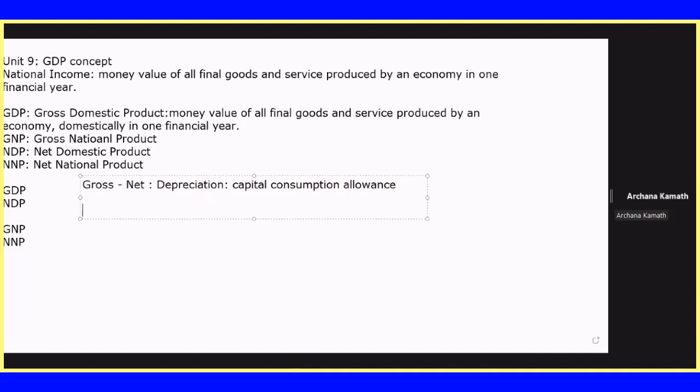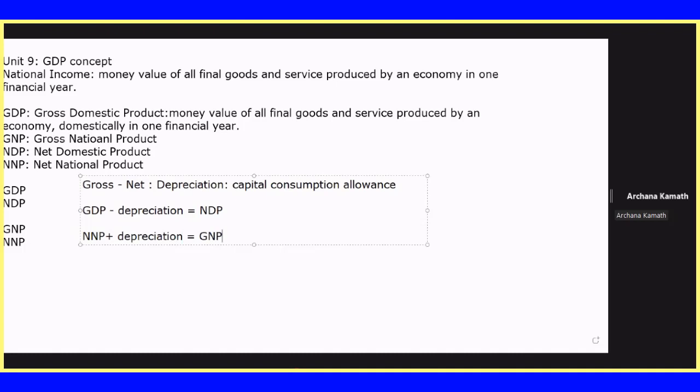See, for example, if you deduct depreciation from GDP, what should be your answer? You are deducting depreciation from GDP. Net domestic product. Yeah, you should reach NDP, right? Net domestic product. Same way, if you are adding depreciation to NNP, your value should be equal to GNP. I hope you got the idea.